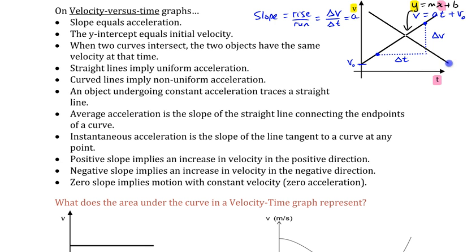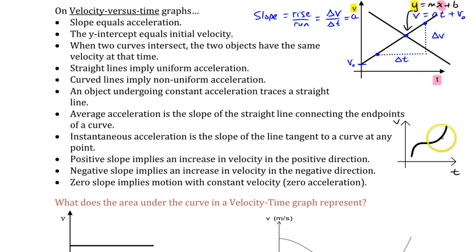If you have a line that slopes downwards, this would indicate that you have constant negative acceleration. At the point where these two lines would intersect, this would mean that at this particular point in time, they would have the same velocity.